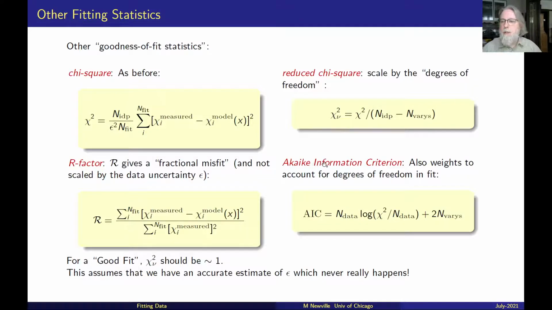There are other information criteria, including the one from Akaike, that are also weighted by the number of variables or the number of free variables so as to account for the degrees of freedom in the fit. This AIC is also reported. There are other ones as well. There's the Bayesian criteria, which is actually pretty similar to this. And it's useful to use these.